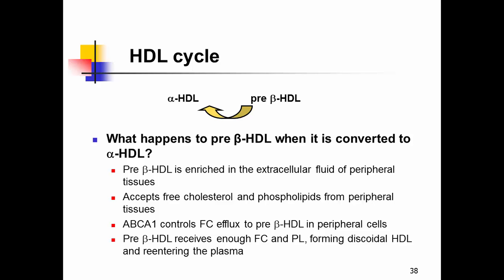So in the plasma, there are also several reactions happening, which we're going to talk about later, that eventually make pre-beta HDL converted to alpha HDL, which is rich in the cholesterol esters and triglycerides, right?